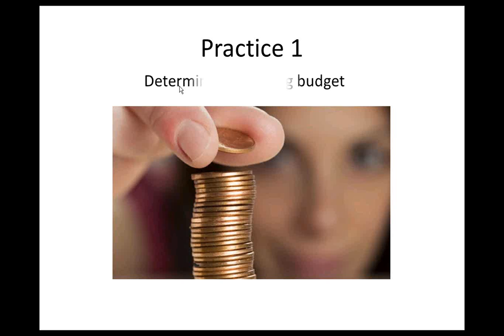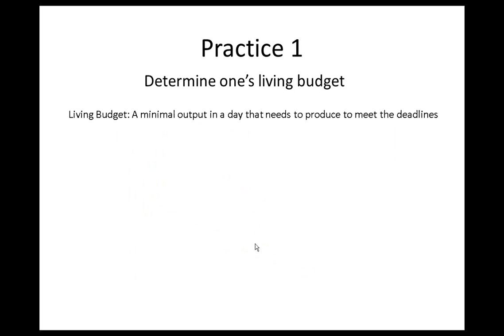So determine one's living budget. How much is required to live properly? And in terms of development, how is it relevant? So let's look at that. What is living budget in terms of software development? It is the minimal output in a day that needs to be produced to meet your deadlines. And that is what your living budget is.